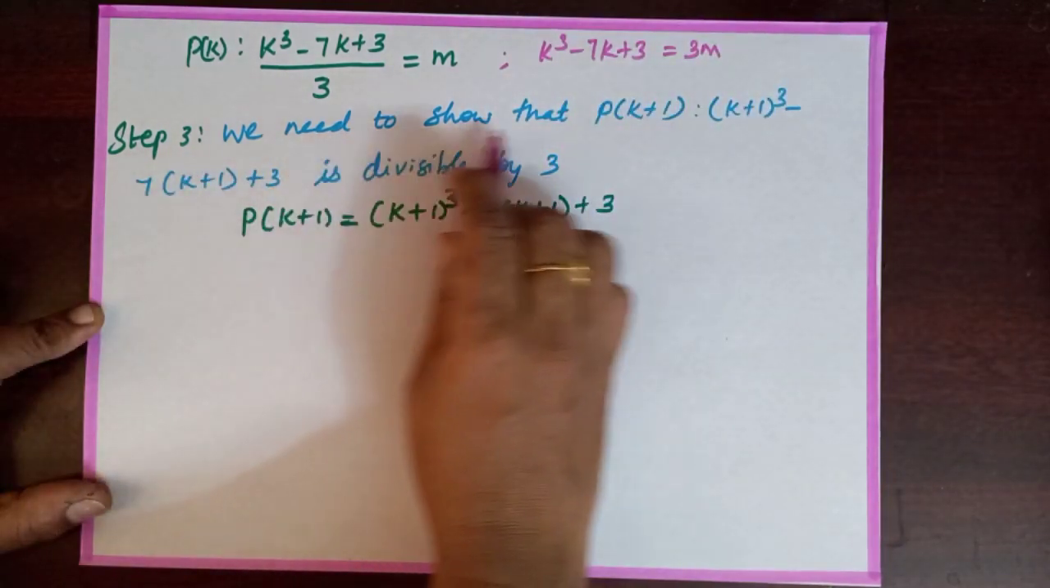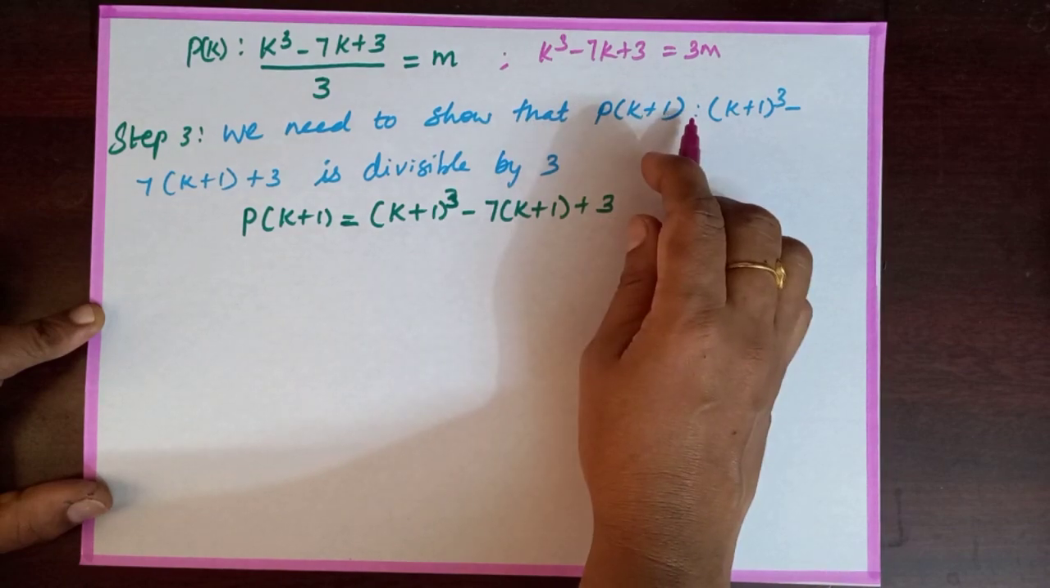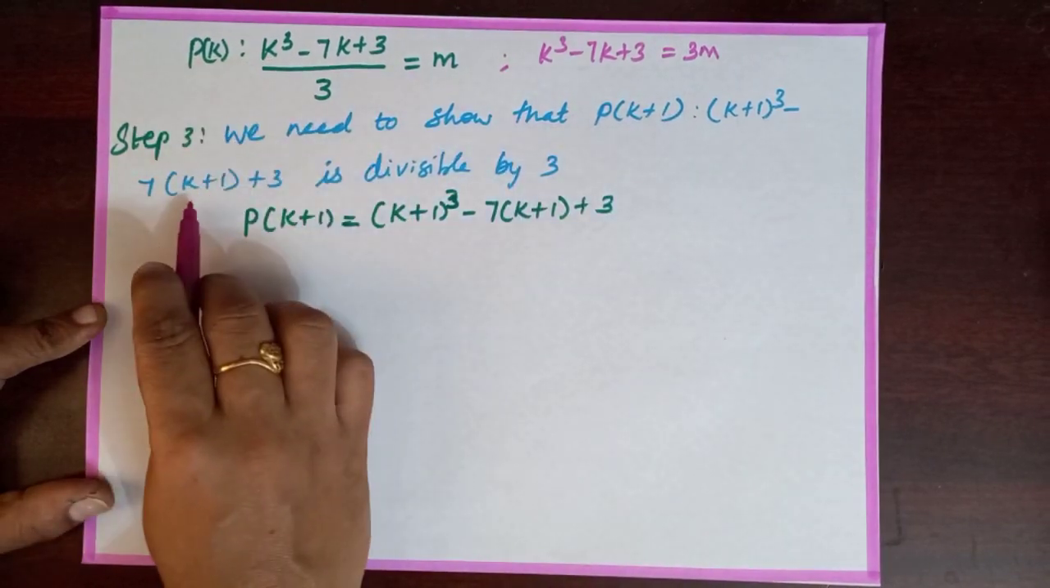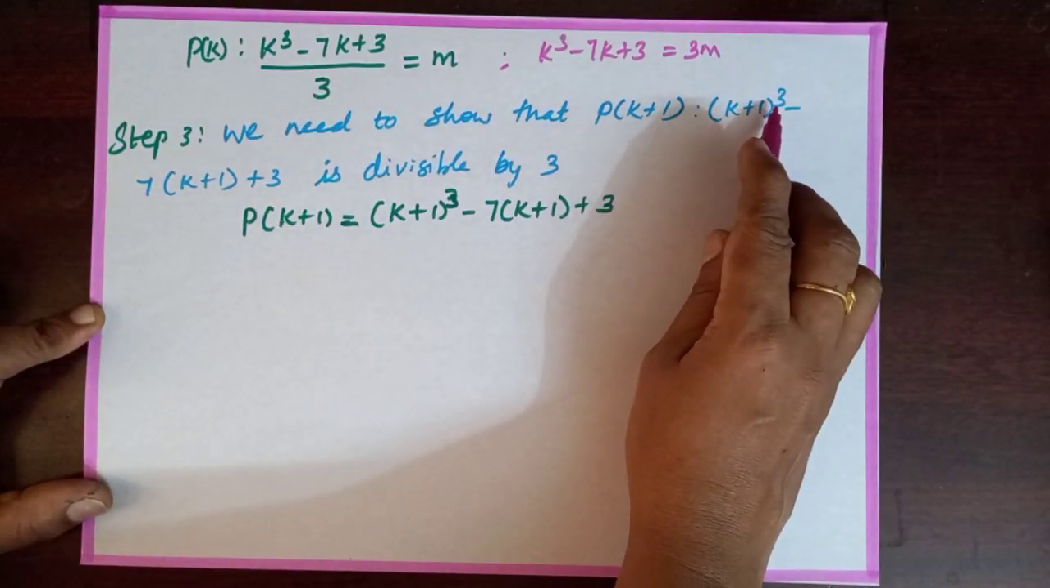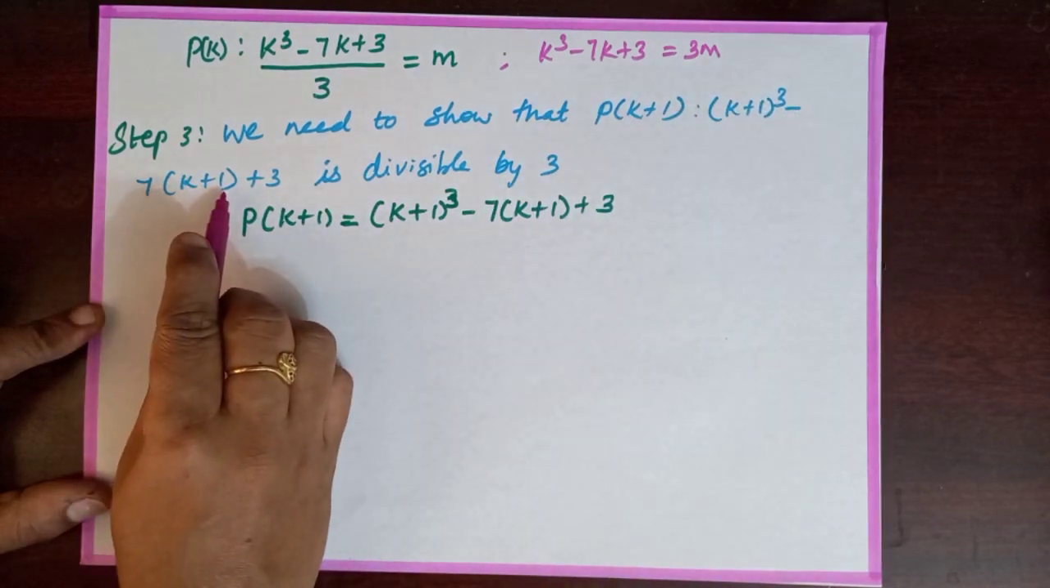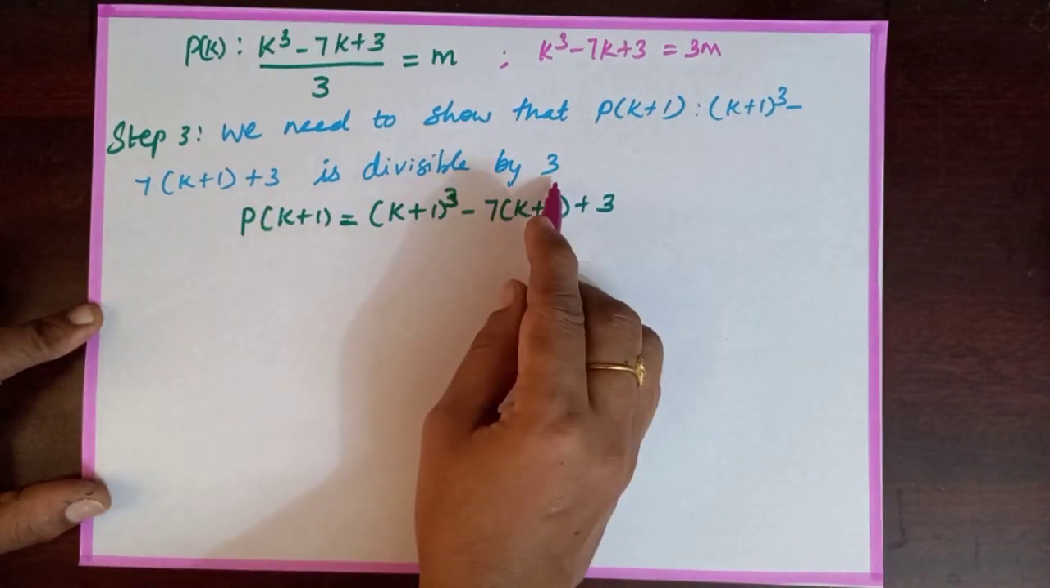Step 3. We need to show that P of k plus 1. In the place of n, we have to substitute k plus 1. Then we get k plus 1 the whole cube minus 7 into k plus 1 plus 3 is divisible by 3.